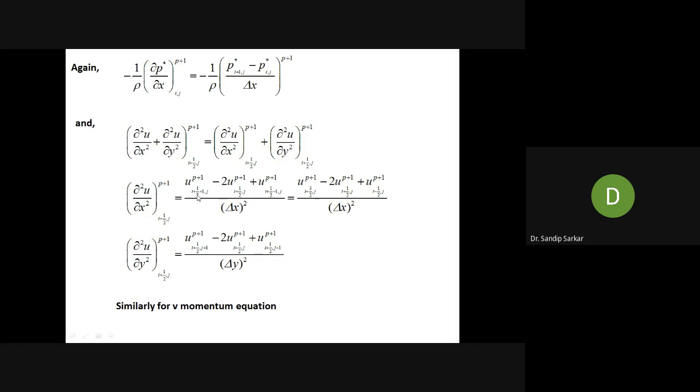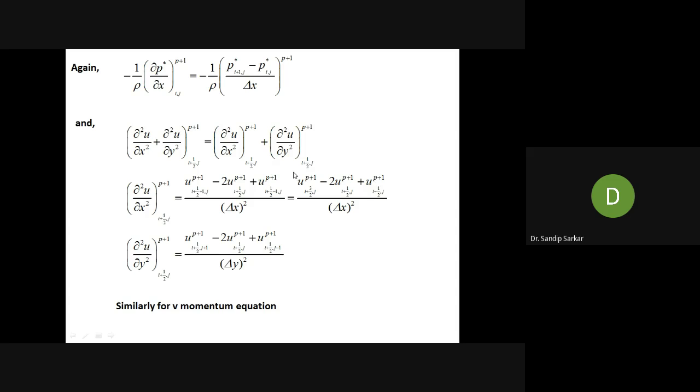p plus 1, i plus half, j minus 2 p plus 1, i plus half, j plus p plus 1, i plus half, j minus 1. That is a simple central differences formula. That is u i plus 1 minus 2 u i plus u i minus 1 by delta x square. That's why I have written here u i plus half plus 1, j minus 2 u i plus half, j plus u i plus half minus 1, j by delta x square. That means i plus 3 by 2, j minus u i plus half, j plus u i minus, j.